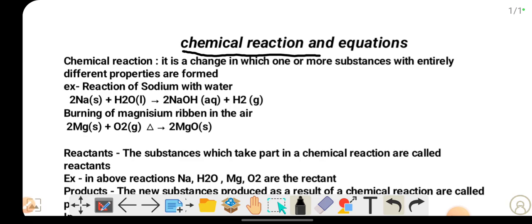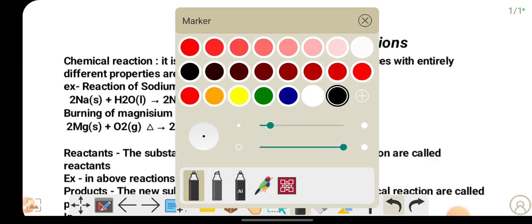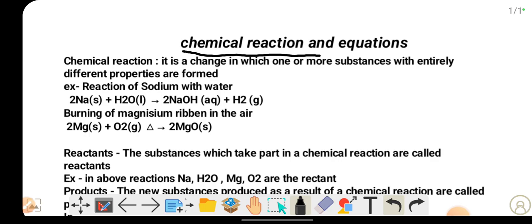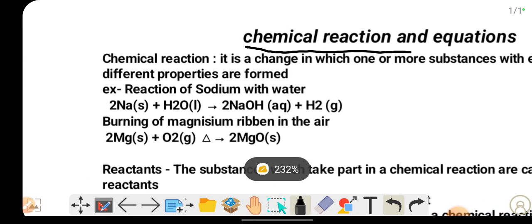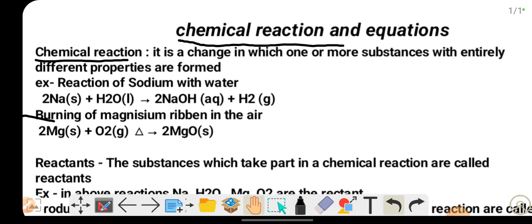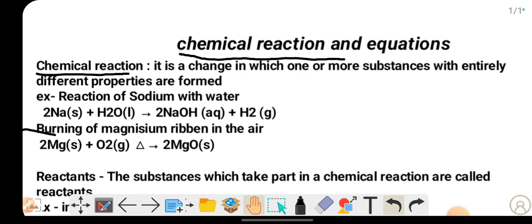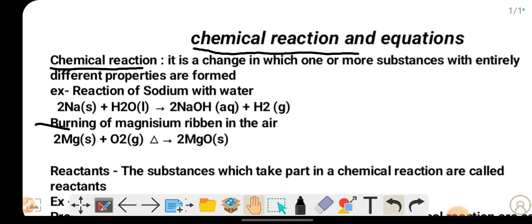So firstly, before going to any other definition, we have to discuss the first definition: chemical reaction. What is a chemical reaction? Here I write a very simple definition. It is a change in which one or more substances with entirely different properties are formed. It means a change in which new substances are formed with entirely new properties.